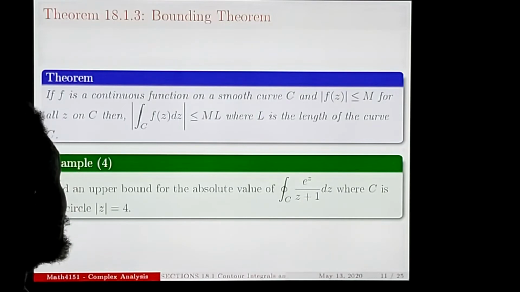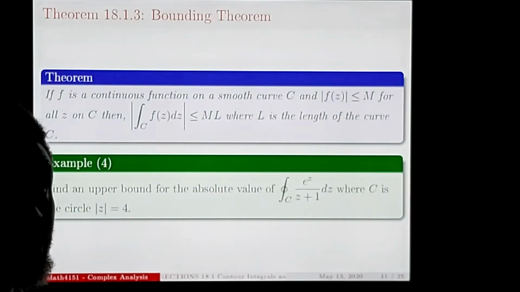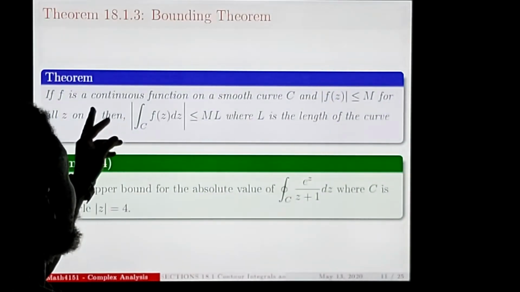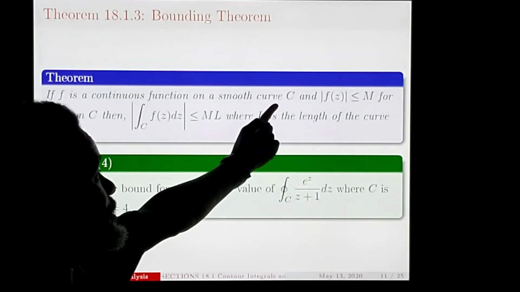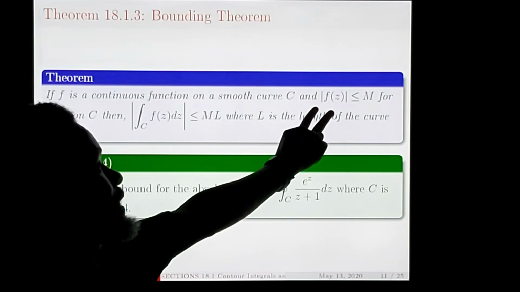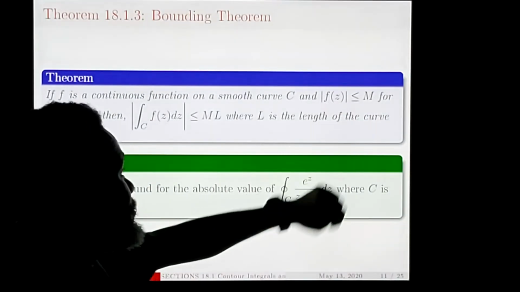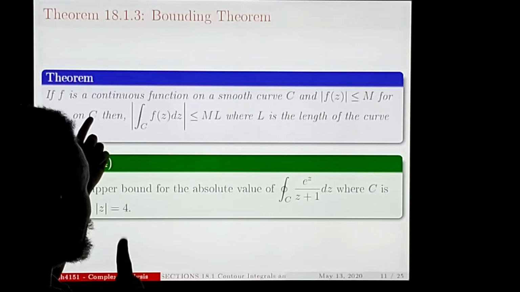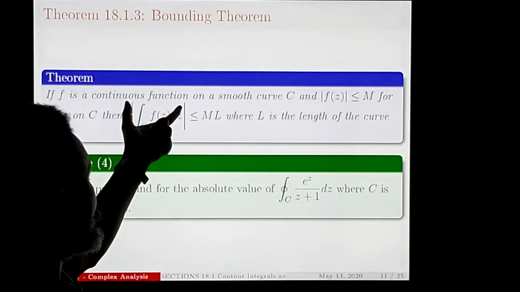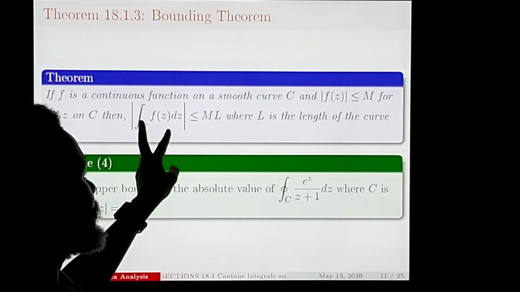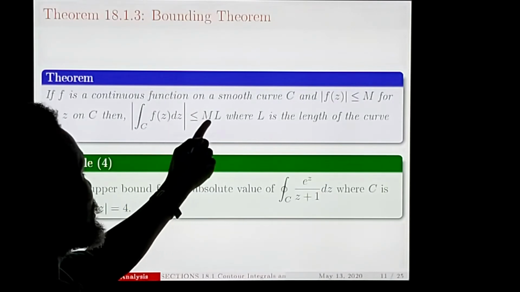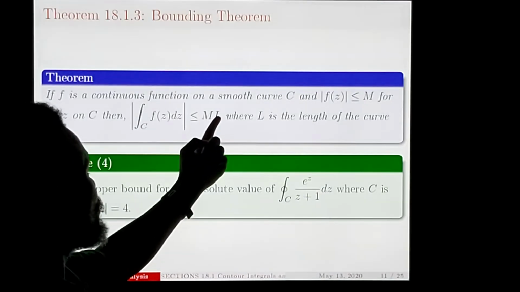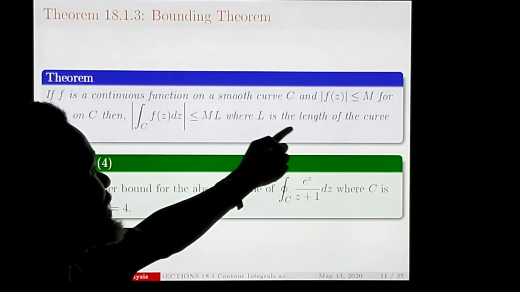So, the next theorem is the bounding theorem. Bounding theorem just says that if f is a continuous function on a smooth curve C, and f is bounded by M above for all z on the curve, then the modulus of the integral will be at most M times L, where M is the upper bound of the function and L is the length of the curve.